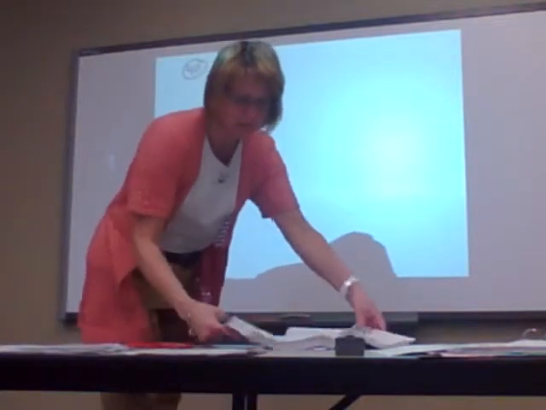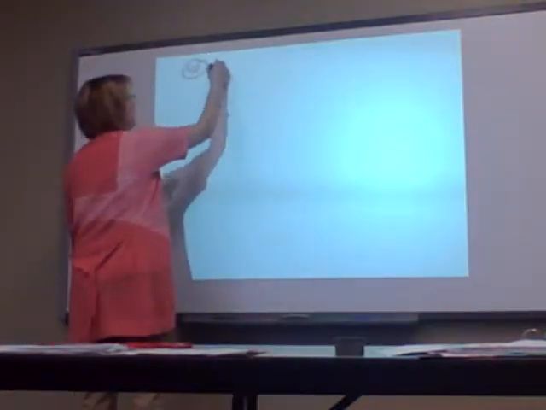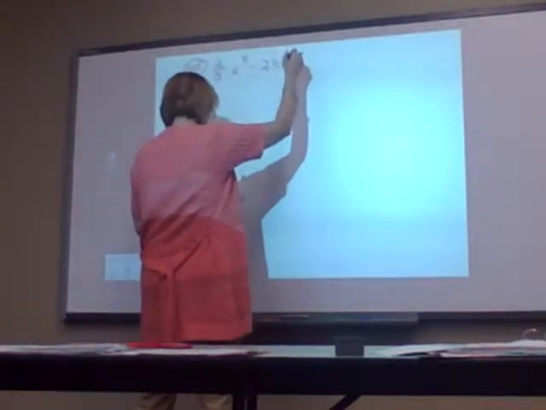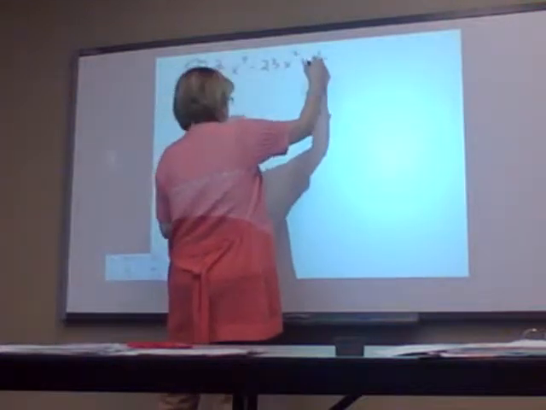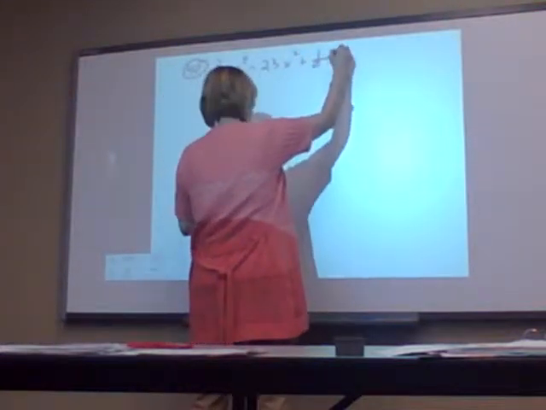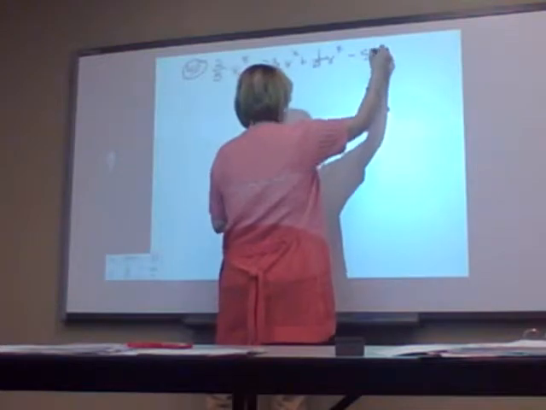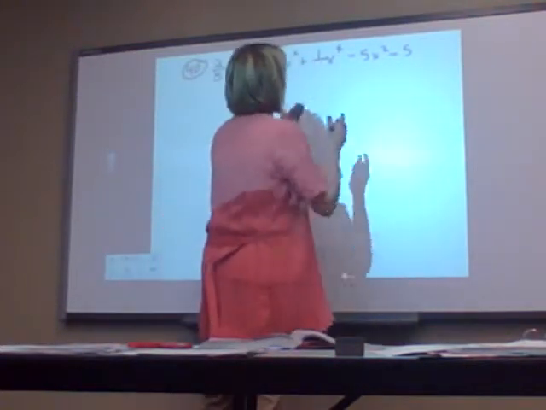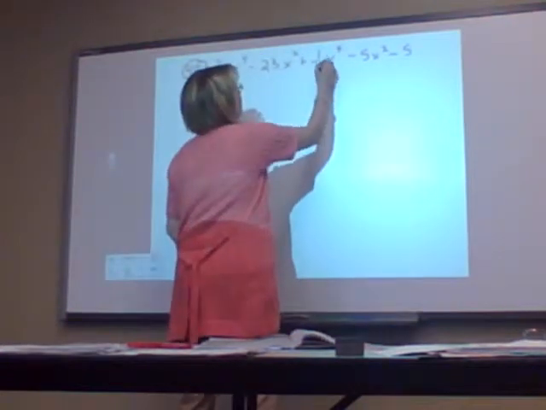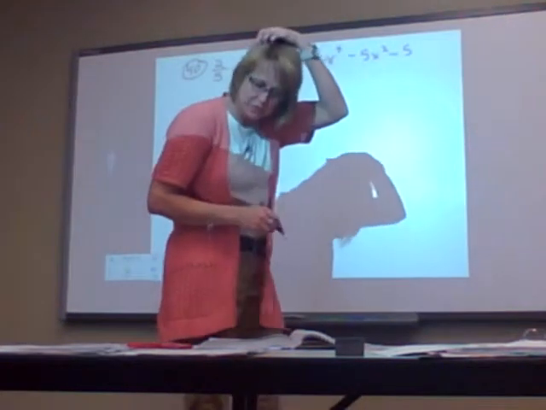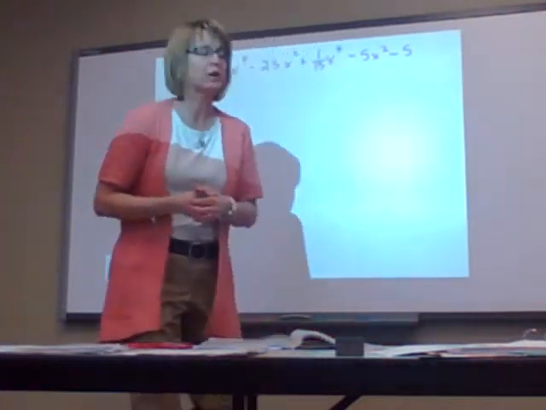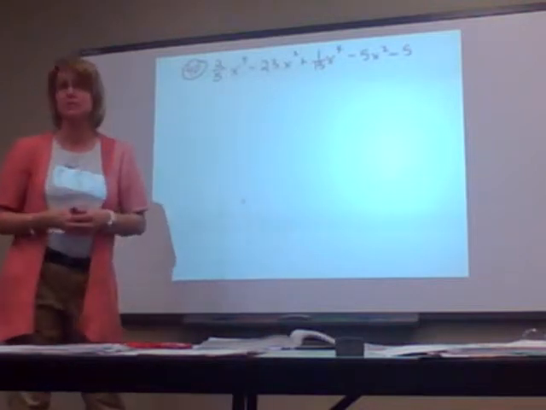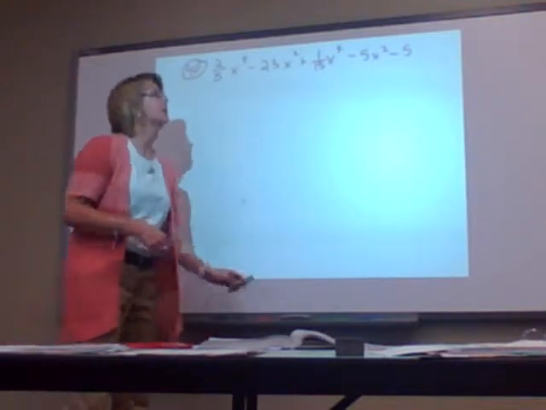Two-fifths x to the fourth minus 23x squared plus 1/15 x to the fourth minus 5x squared minus 5. Our directions for these problems ask us to simplify the expression by combining like terms. So I'm looking for these and saying, well, which ones have the same x's? Which ones seem to be related?